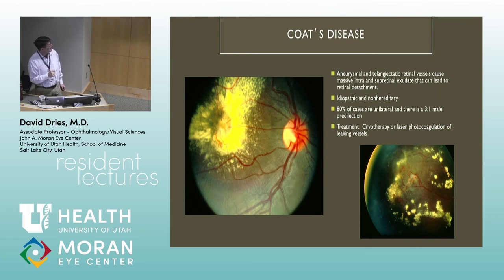Coates disease. Grapes. Got any grapes? It's a funny joke that I tell kids that maybe later I'll tell you. Telangiectasias, right? Telangiectasias. That's the hallmark of Coates disease. The vessels are leaky, and there's exudate. So much exudate, it can be massive and look like a mass, right? It's idiopathic, non-hereditary. 80% of cases are unilateral. Males get it more, and the treatments are local. Heat and cold.